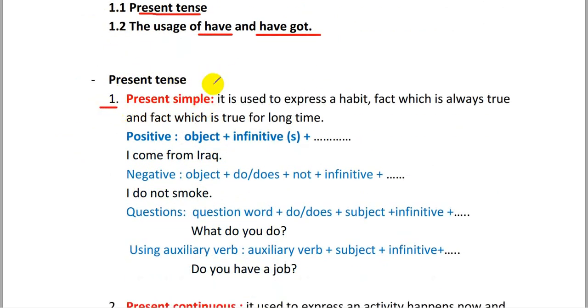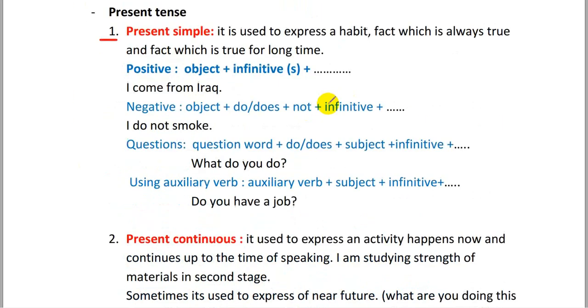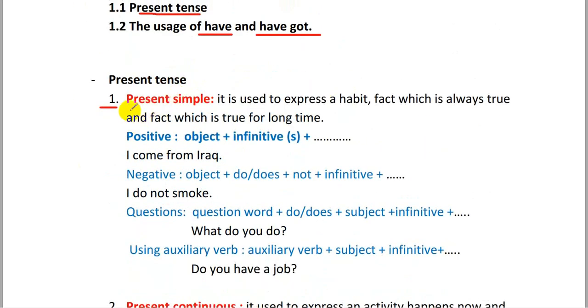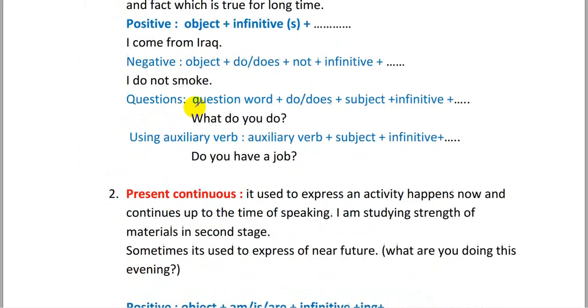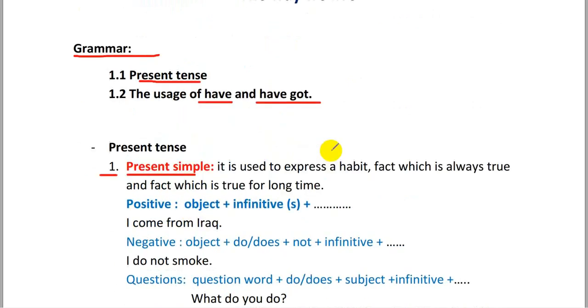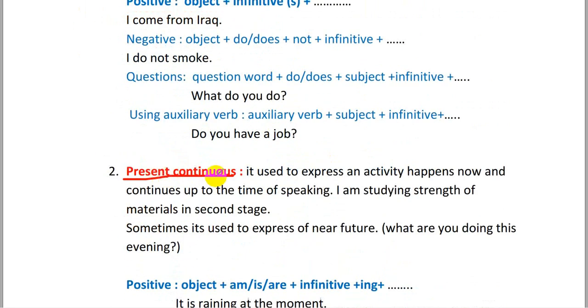As we know that present tense can be divided into three main parts: present simple, present continuous, and present perfect. So in this unit we will only consider present simple and present continuous. هذه الوحدة راح ندرس مضارع البسيط والمضارع المستمر فقط.